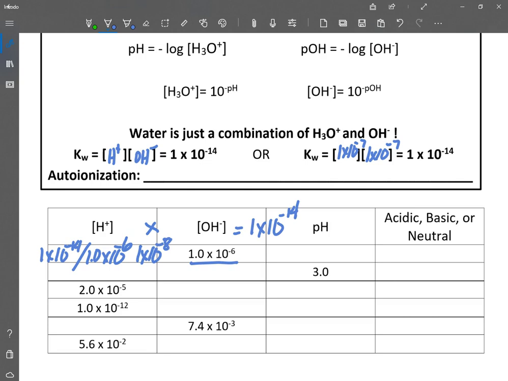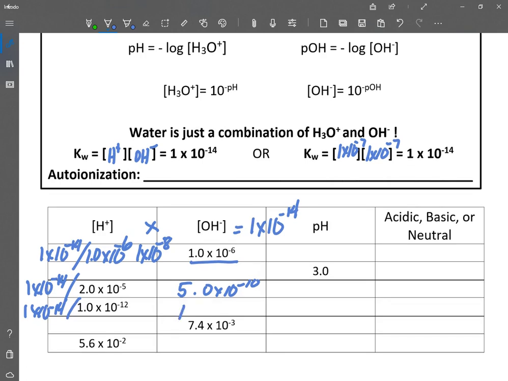Okay? The second one, well, let's go to the third one. The third one, we don't have the hydroxide ion concentration. So again, we're going to take 1 times 10 to the negative 14th, divide it by 2 times 10 to the negative 5th. If you don't believe me, get your calculator out, but I will tell you the answer is 10 to the negative 10th. The next one, again, 1 times 10 to the negative 14th divided by 1 times 10 to the negative 12th, we end up with 1 times 10 to the negative 2nd.